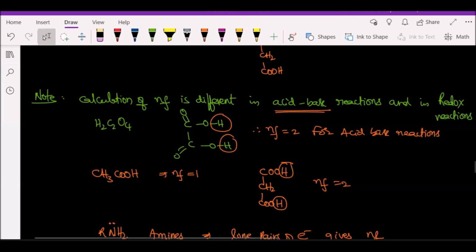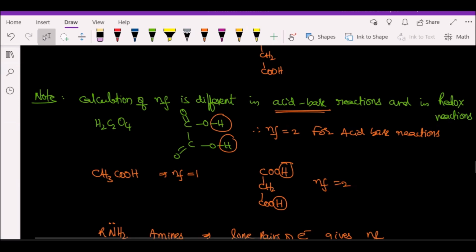Okay, fine. So oxalic acid is 2, acetic acid is 1, and malonic acid is 2, or dicarboxylic acid, it is 2. The number of carboxylic acid groups directly gives the N factor. You can directly take the number of carboxylic acid groups as the N factor, no problem in that. So is it clear? If this point is clear, then we will go on to the next. So say something, is it clear? No. That's fine.